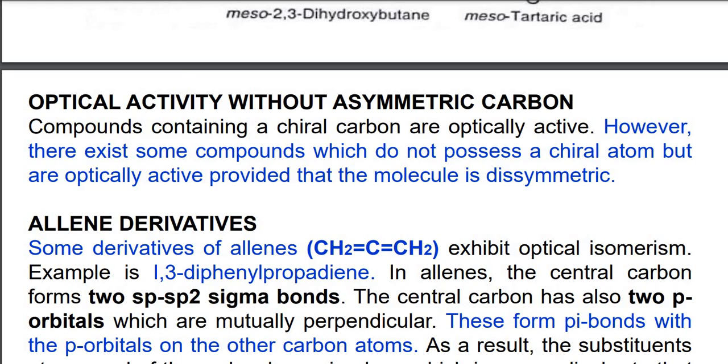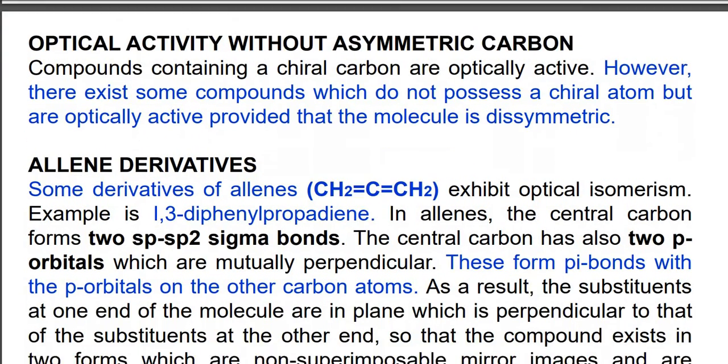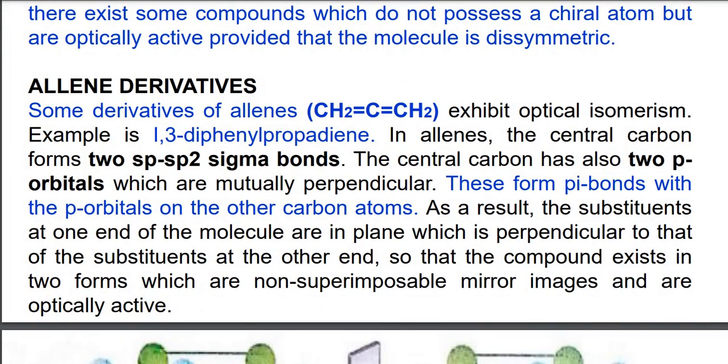Now, friends, optical activity without an asymmetric carbon. Compounds containing a chiral carbon are optically active. However, there exist some compounds which do not possess a chiral atom but are optically active, provided that the molecule is dissymmetric. You can see allene derivatives. Some derivatives of allene exhibit optical isomerism.